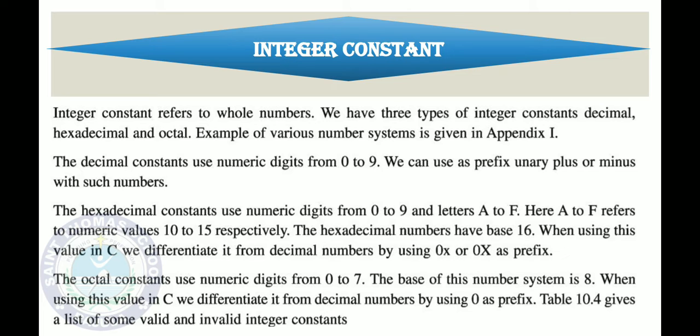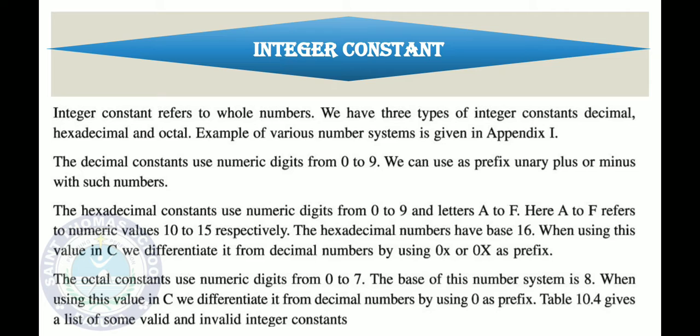When using this value in C, we differentiate it from the decimal number by using 0 and x or 0 capital X as a prefix. Means how can you differentiate whether this one is a hexadecimal constant or a decimal constant? In the decimal, a plus or minus sign is the prefix, and in the hexadecimal, 0x, either small x or capital X, is written before the number. So if you find 0x anywhere before the number, then this will be considered a hexadecimal constant.